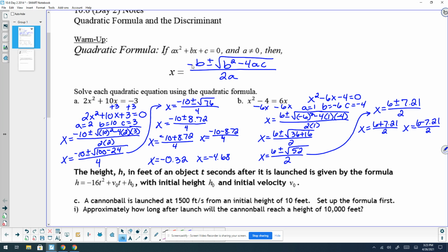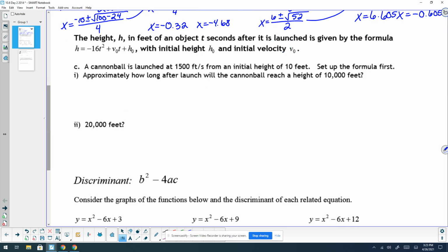6 plus 7.21 divided by 2 is 6.61. 6 minus 7.21 divided by 2 is negative 0.605. If you have a decimal that ends after 3 decimal places like those two do, go ahead and write out the whole decimal. Because that's an exact answer where if you round it, it's not exact, okay?